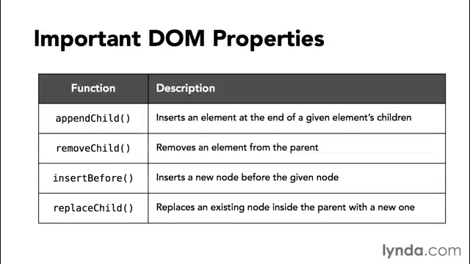There are functions for taking nodes and moving them around in the document. For example, the append child function inserts a new node at the end of a given element's existing children. The other functions do what they say. For example, remove child removes an element. Insert before inserts a new node before the given node. You can also replace an existing node inside a parent with a new one by calling the replace child function.